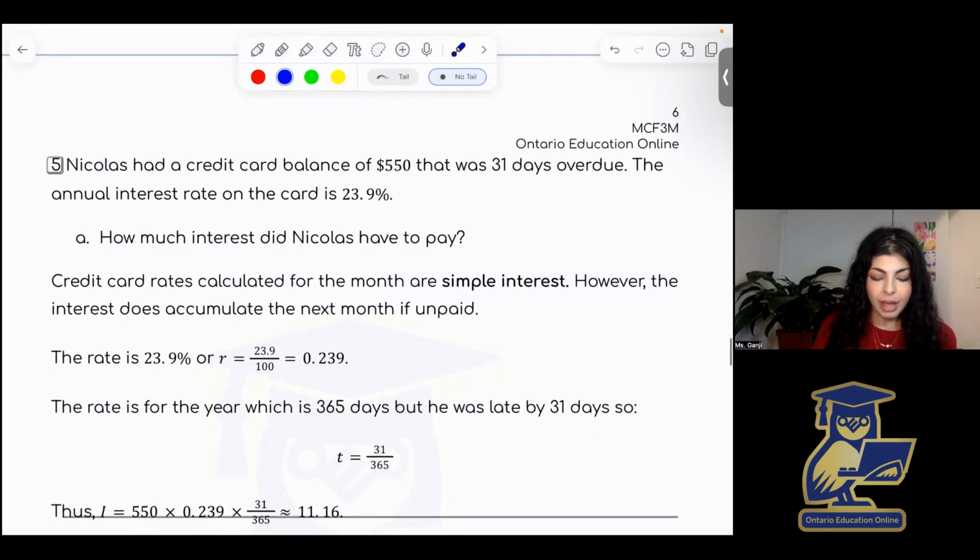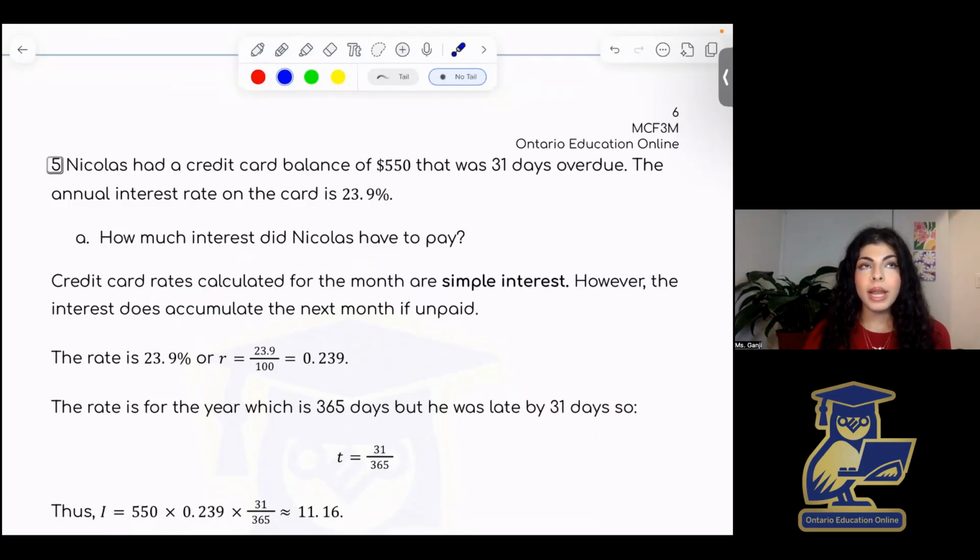So here I've added a note for you that credit card rates calculated for the month are simple interest. What I mean by that is that when they calculate it for that month, they look at each month on its own. The reason for that, of course, is because if they look at it this month and then next month you make some payments, then of course that amount has changed. So it is fluctuating. So it is different from compound interest in the sense that we cannot use that formula because your present value is changing.